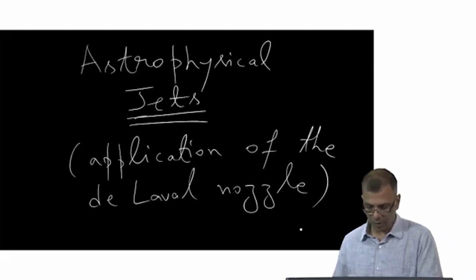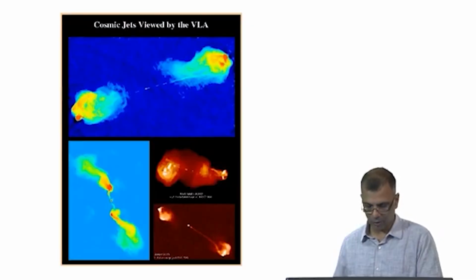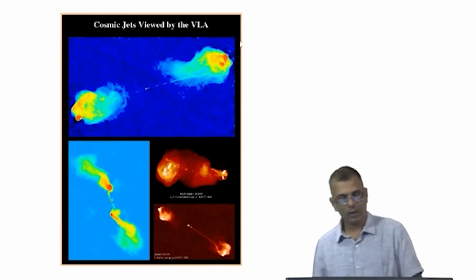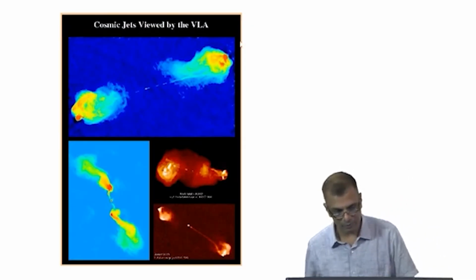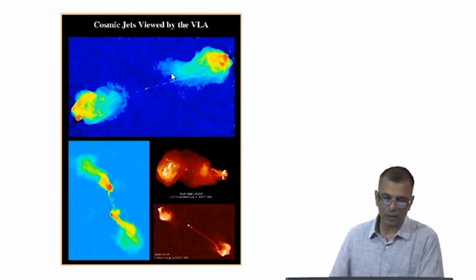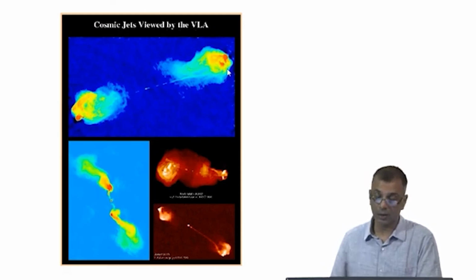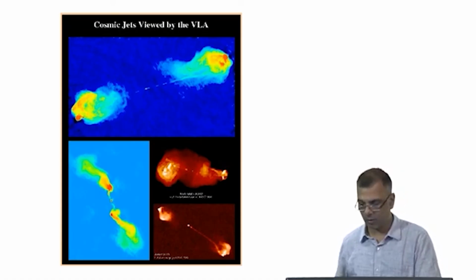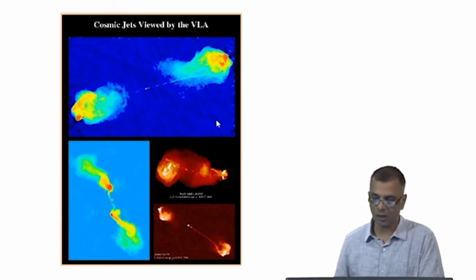Okay, so let me show you a picture. This, right? So what is this? These are cosmic jets viewed by the Very Large Array. These are essentially what are called radio images. These images are obtained at radio frequencies.